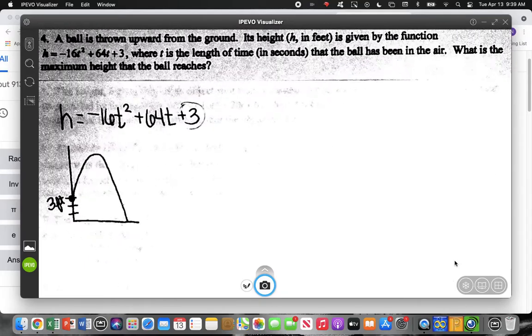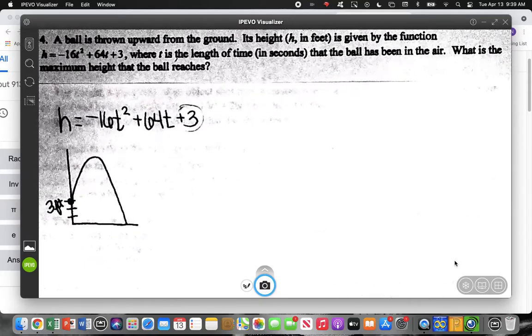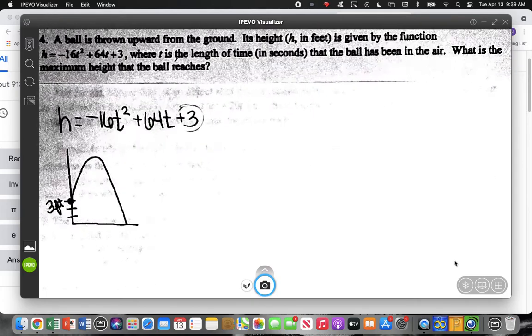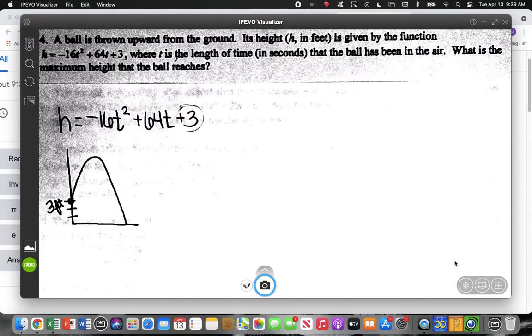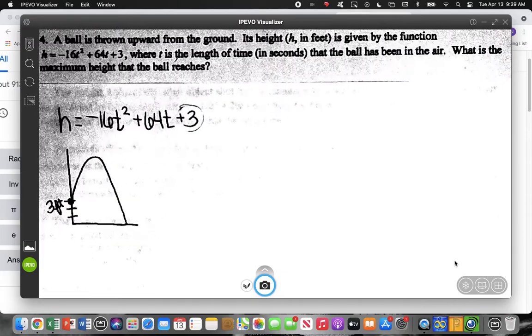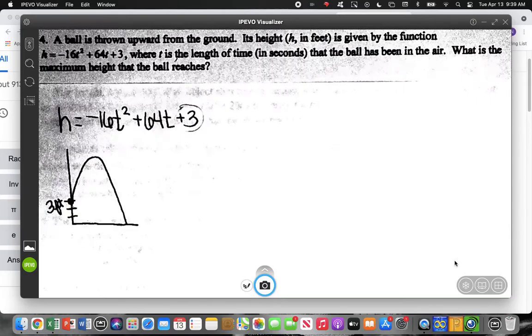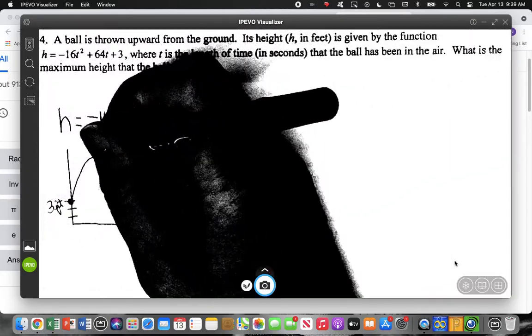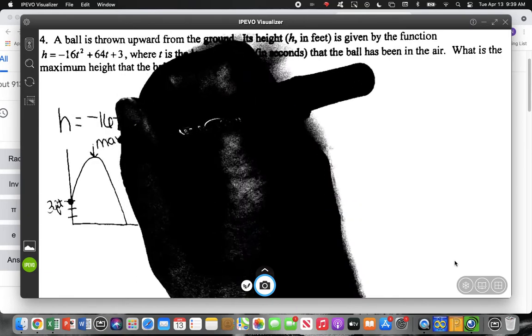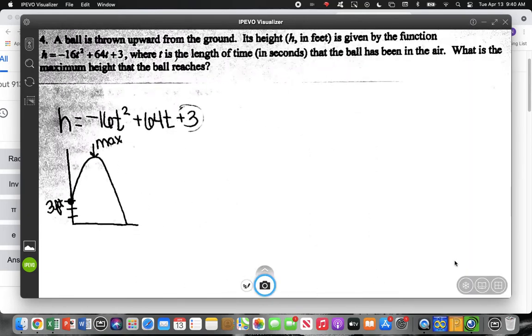But I want to know the maximum height. Where is the maximum height at? Somebody go point. Where is the maximum height on this picture? If I say maximum, what does that mean? All right, it's at the very top. So this is the point we're looking at for the maximum, right? What is that high point called on the graph?